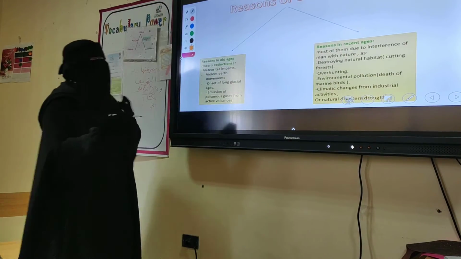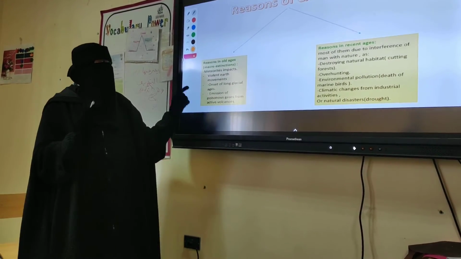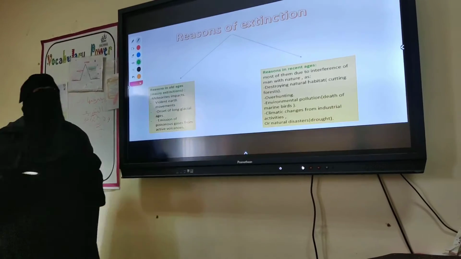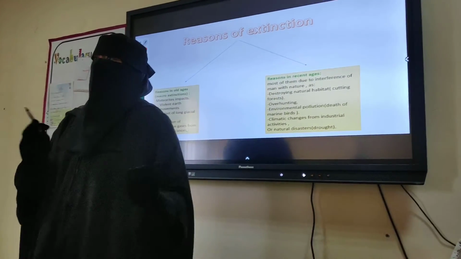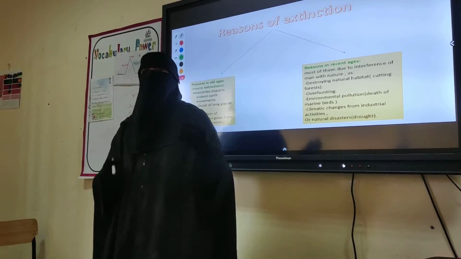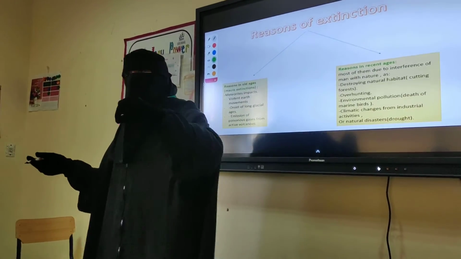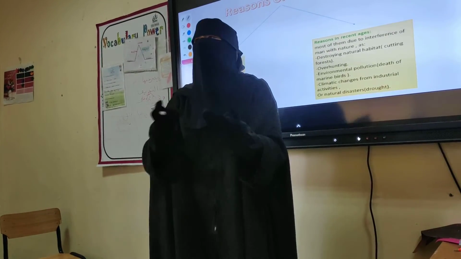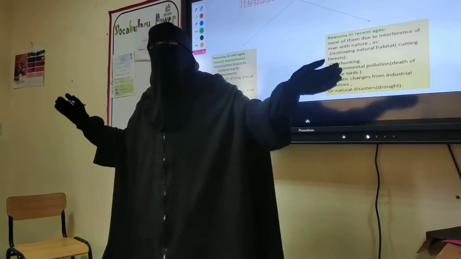Also from the macro extinction reasons, the violent earth movements, the strong earthquakes that cause deformation in the Earth. Then, onset of long glacial ages. If the weather is, for a long period of time, just ice, can all the types of plants grow in this weather? No, of course not. These types of plants that can't grow in the glacial weather are a source of food for other living organisms. If these organisms cannot find their food, what's going to happen? They will die, if these glacial ages become very long.